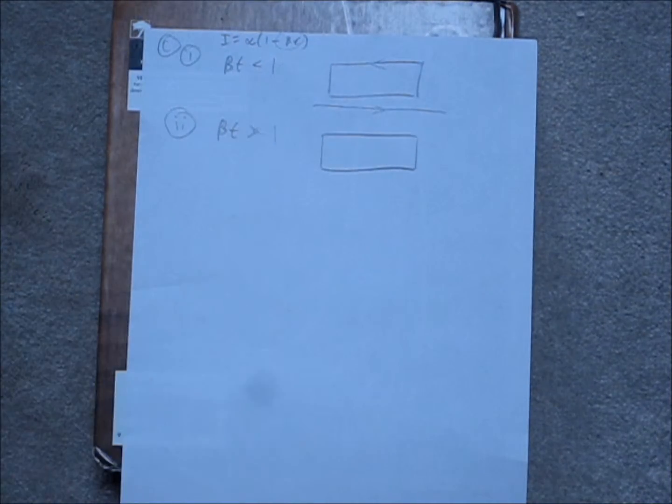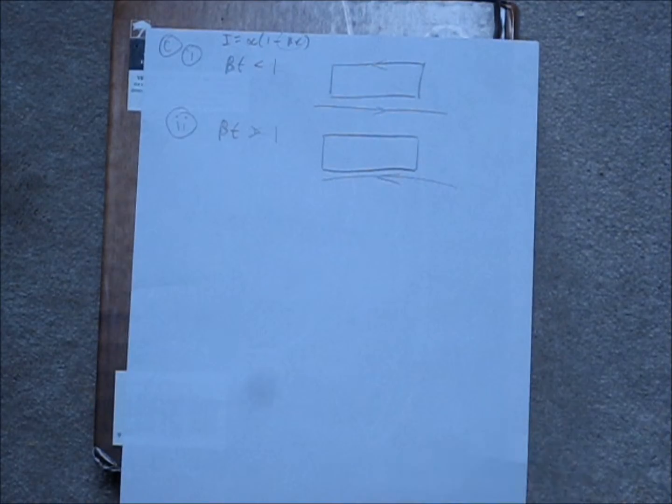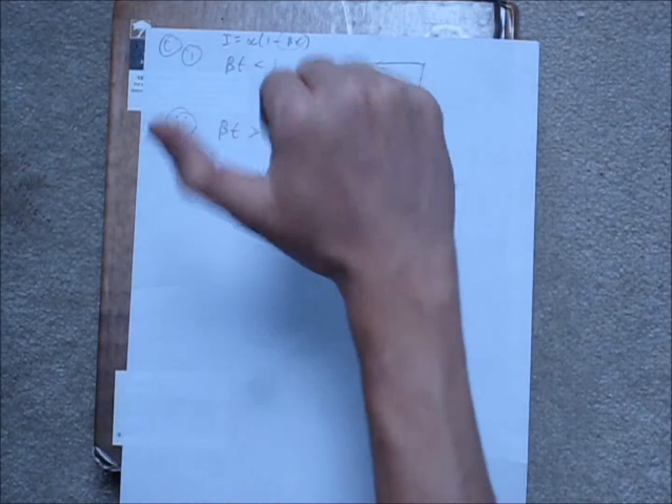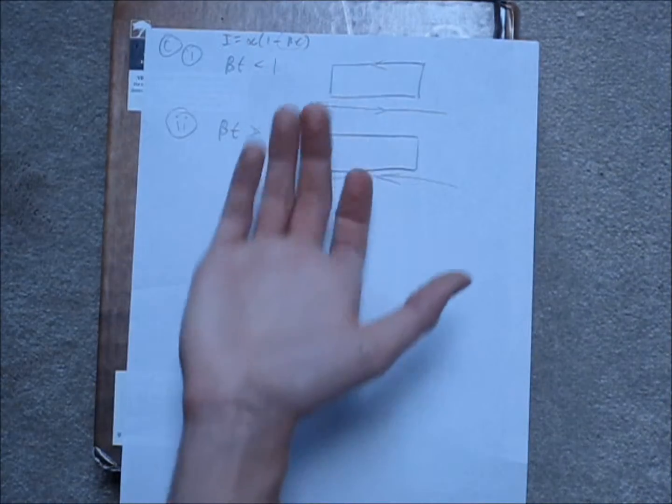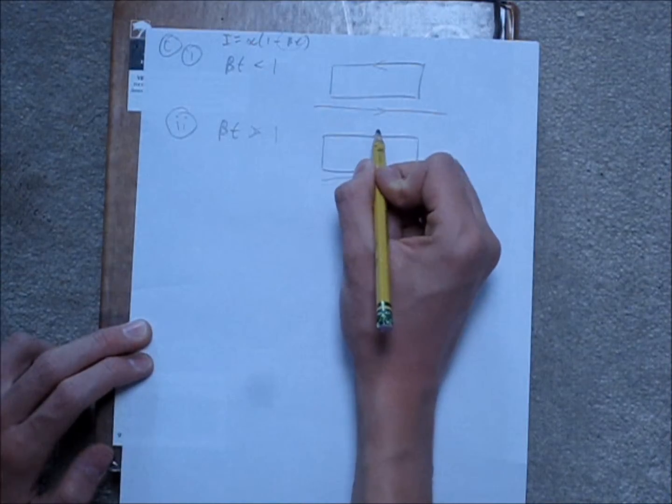For this, however, it's greater, so it's already negative. So it would be going that way, but since it's increasing, even though this is going this way, this would still have to oppose it by going out of the page, so the current would be in the exact same direction.